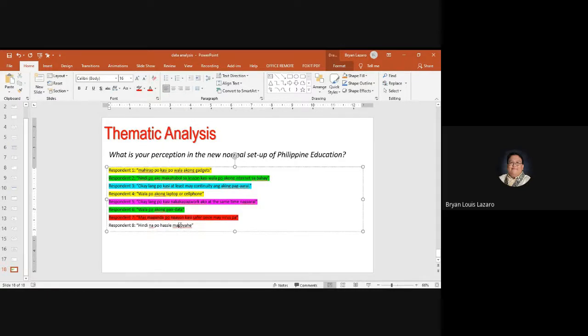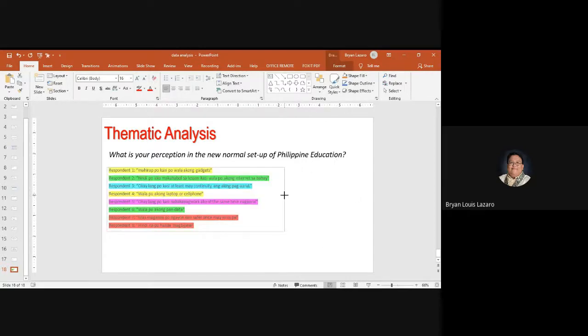Hindi na po hassle magbiyahe. So, pwede natin sabihin na yung hindi na po hassle magbiyahe ay kapareho ni safer, kasi mas safe nga dahil hindi na siya nagbabiyahe. So, gawin mo siyang red din. Ngayon, halimbawa, nagawa mo na yan.